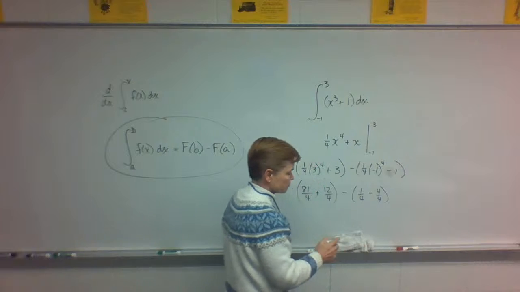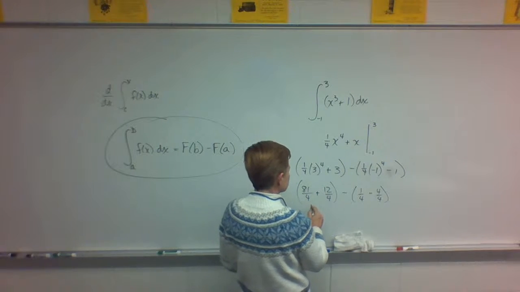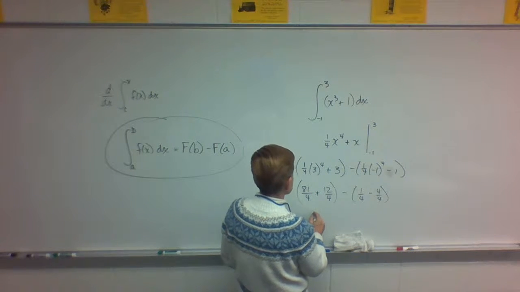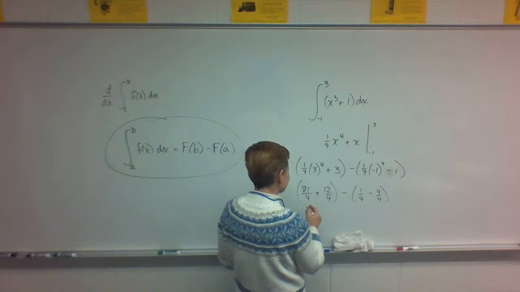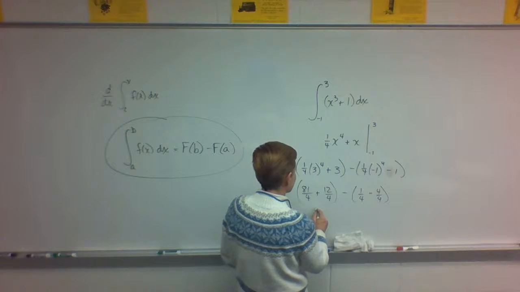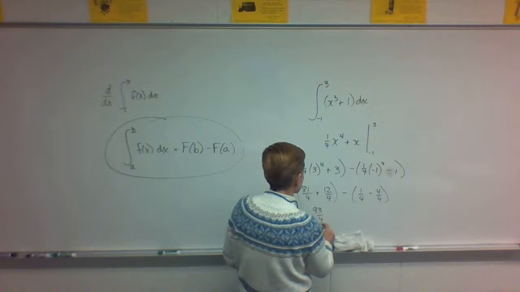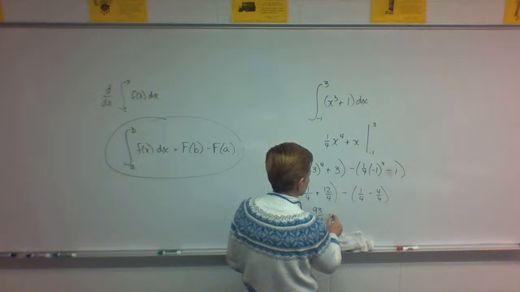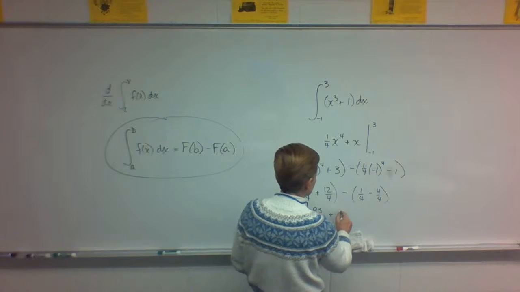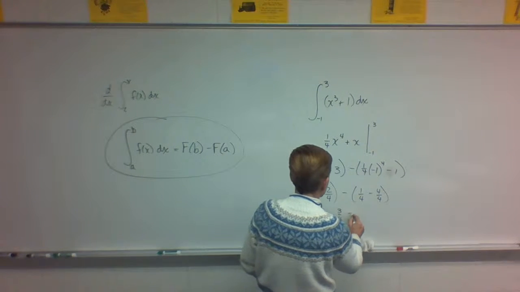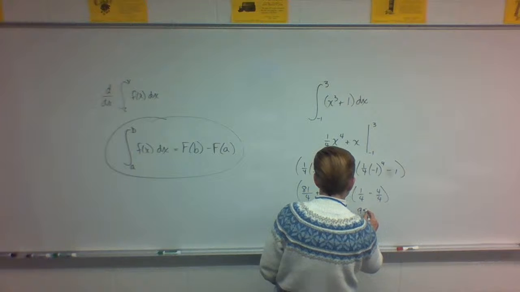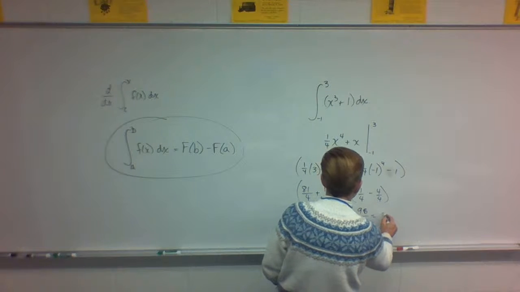We good? Okay, 81 plus 12, sorry, is 93/4. 93/4 minus positive 3/4, which is 96/4, which is 24.